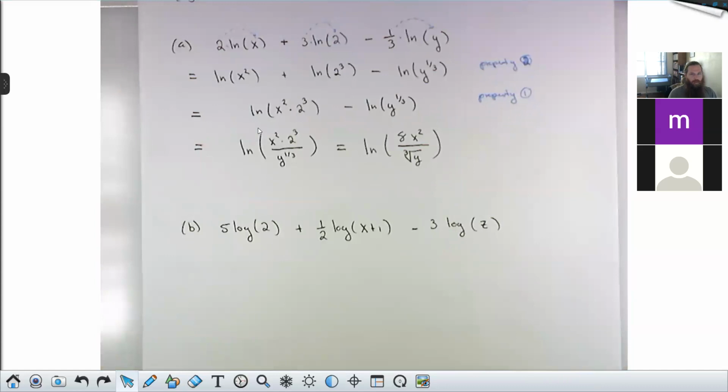Are we comfy with why I can't combine these guys? That doesn't necessarily have anything to do with logarithms. It's just that those are not like terms. They don't have the same base.